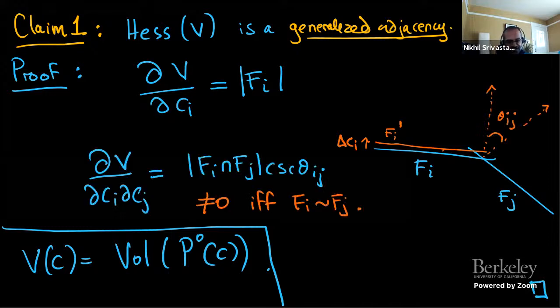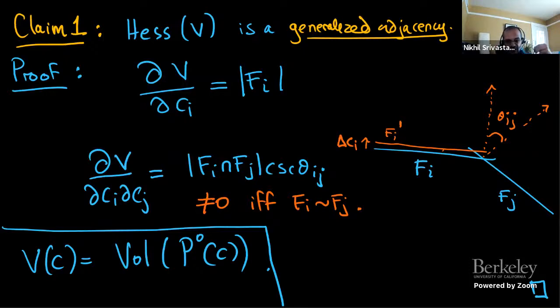And now if you want to calculate the second derivative, you need to do a little trigonometry. I won't go through it here, but it's a trigonometric exercise. The second derivative, the partial i partial j, is asking how much does the area of f_i change when I move f_j? That's what it's asking. So the angle is obviously going to play a role. And if you just work this out, you get that it's this.